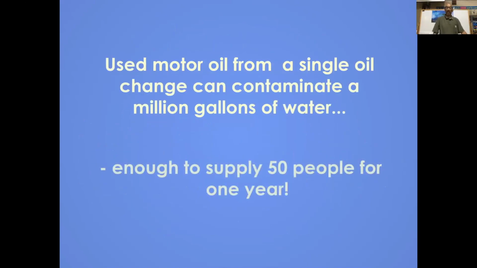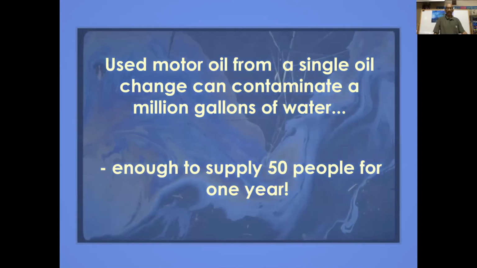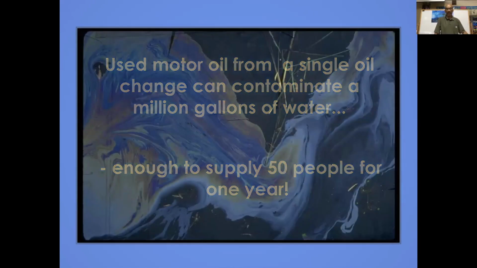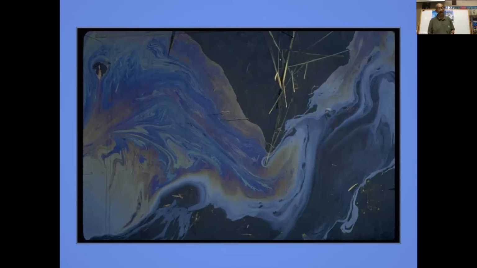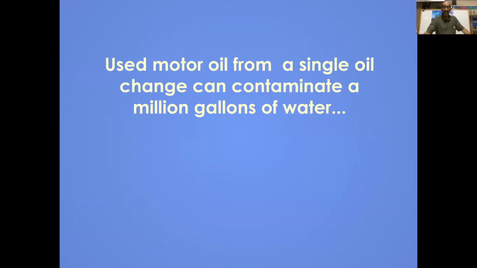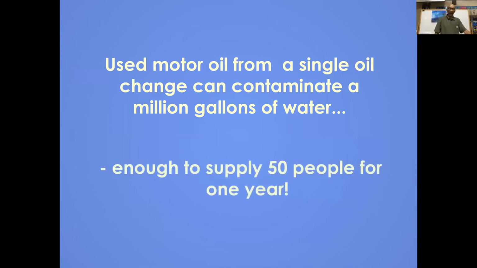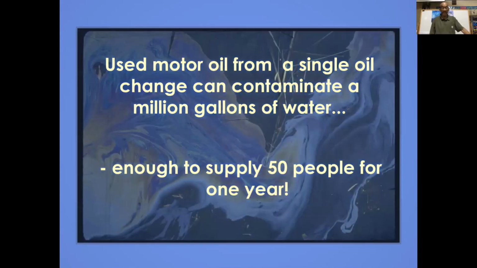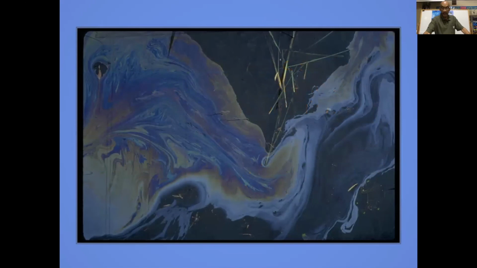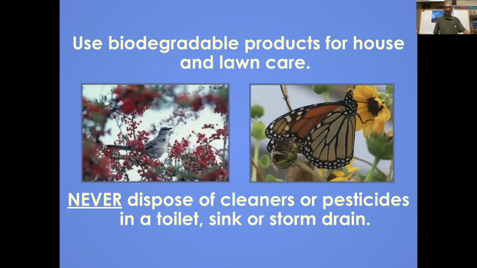Used motor oil from a single oil change can contaminate millions of gallons of water, enough to supply 50 people with water for 1 year. Use biodegradable products for house and lawn care. Never dispose of cleaners or pesticides in a toilet, sink, or storm drain.